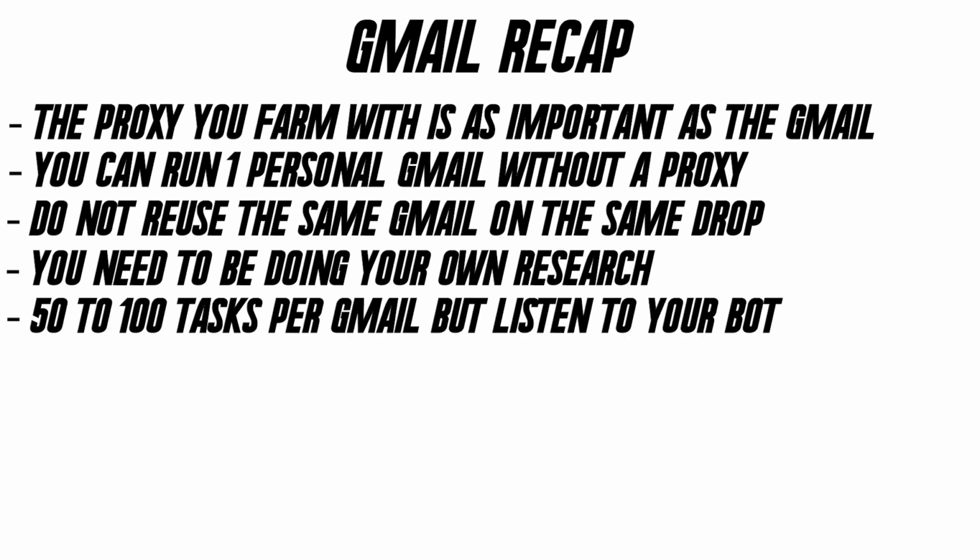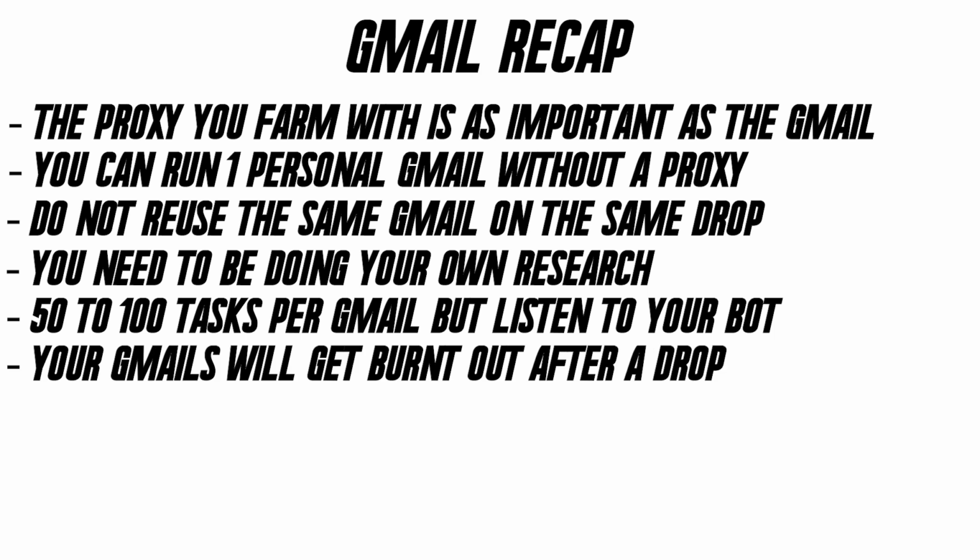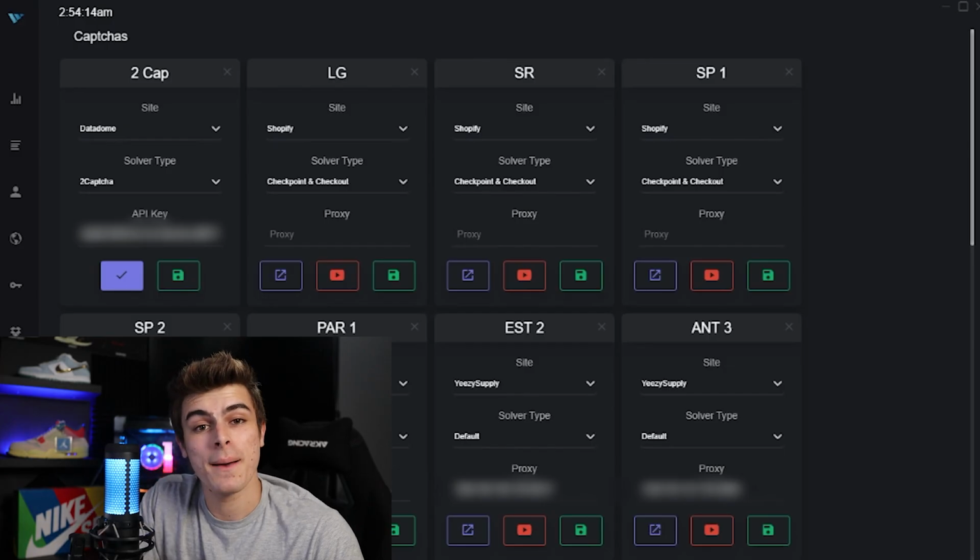A common rule of thumb is you should be running 50 to 100 tasks per one Gmail, but you want to be listening to your bot because this definitely could be different. Your Gmails will most likely be burnt out after a drop, and you're going to have to give them a few days to a week to be able to recover. That just about wraps up the Gmail section of the video, so the next section we're going to move on to is going to be proxies.